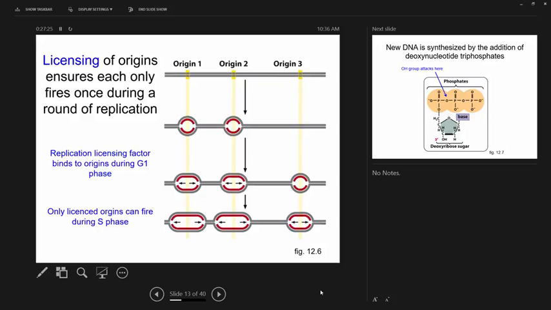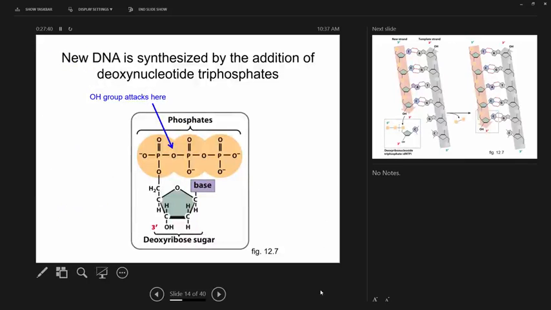We have a few minutes left, so I'm going to start talking about the mechanism of DNA replication, so that on Tuesday I can come back and we're going to go over this again, so you get it twice. See how that works?